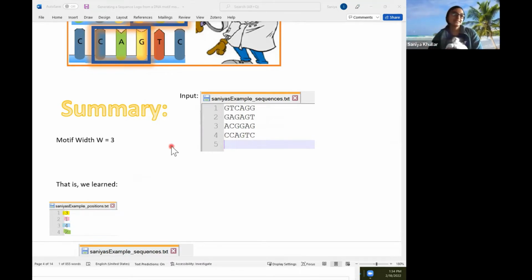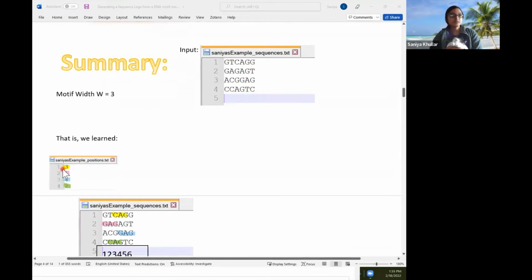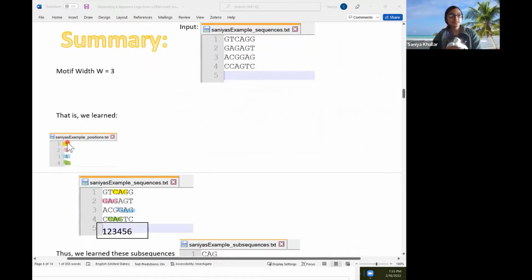And what we ended up learning, as I showed, is the starting positions of the motifs in these sequences here. So 3, 1, 4, 2. So what this means is these are the positions here, 1, 2, 3, 4, 5, 6, of these bases. So 3 means we started in position 3. Then the 1 means we started in the first position here for sequence 2. Then this 4 means that we started in the 4th position of sequence 3. And then this 2 means that we started in the 2nd position of sequence 4 here, CAG, 2nd position.